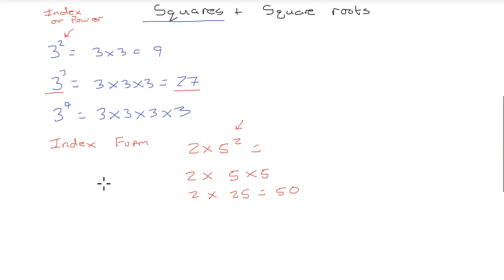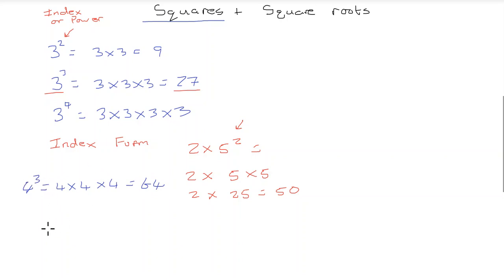So just a couple of different examples of that. Just some examples of problems you could get that have squares in them. So you could have something like this, 4 to the power of 3, and be asked to work that out. What does that mean? It's 4 multiplied by 4 multiplied by 4, which is equal to 64. So it's 4 multiplied by itself 3 times.